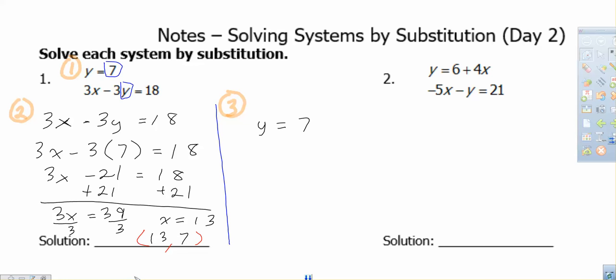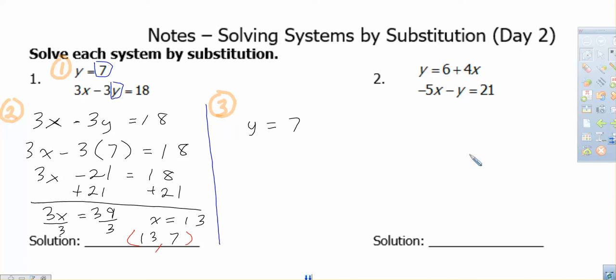Now the way to check this, and I recommend this, is take your x, take your y, replace those back in here. So y equals 7, that one's self-explanatory. 7 is 7. But here, 3 times 13 minus 3 times 7 should be 18. That would be 39 minus 21, and that is 18. So therefore, our answer is 13 comma 7.